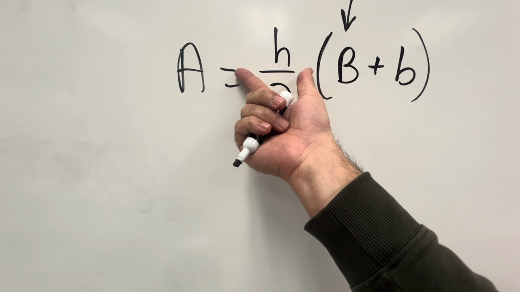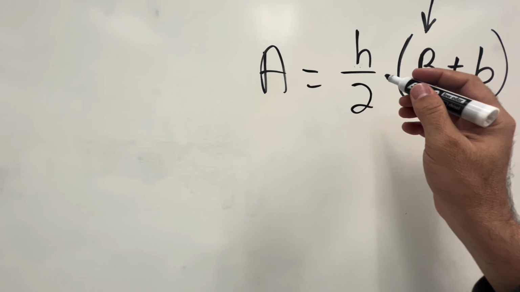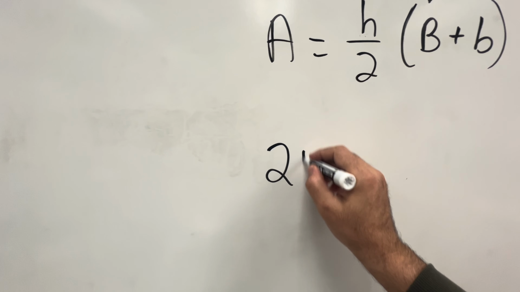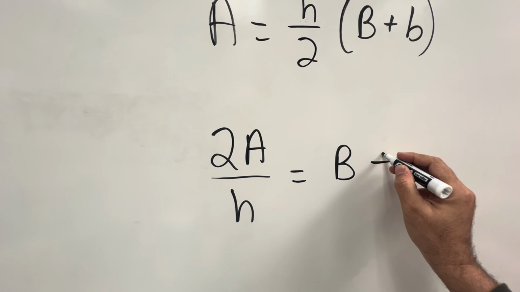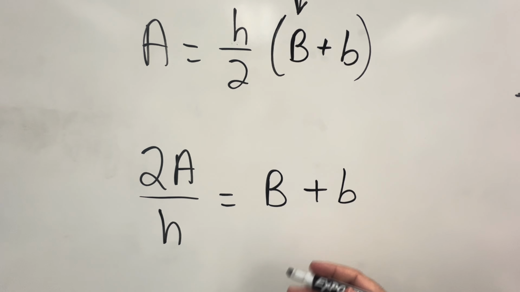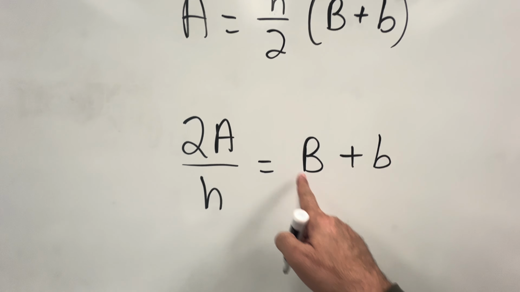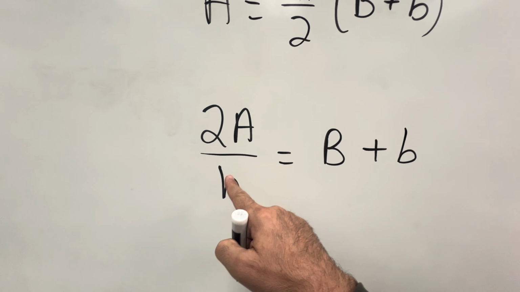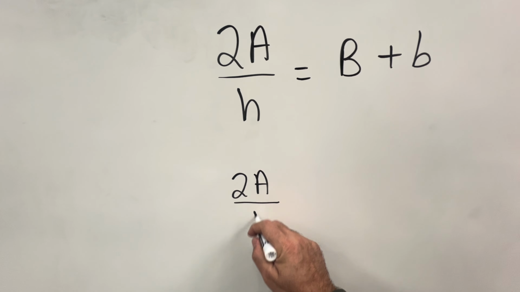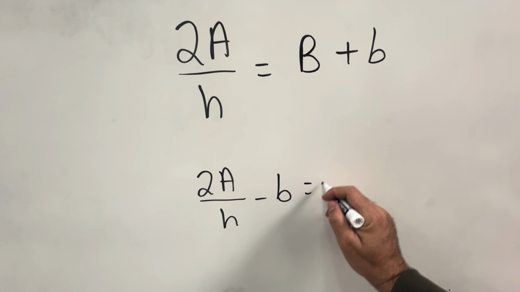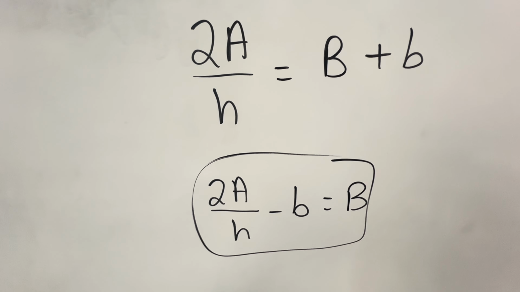Step 1, we have this fraction. We just need to flip it to the other side. So it will be 2a divided by h equal b plus b. Sometimes other books put b1 and b2. It's the same, it doesn't matter. You need to isolate for this. And now that you have this positive, you go here minus. So 2a over h minus b is equal to b. And that's it. That's the answer for this exercise.